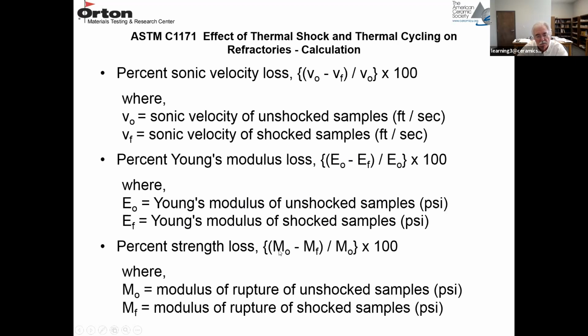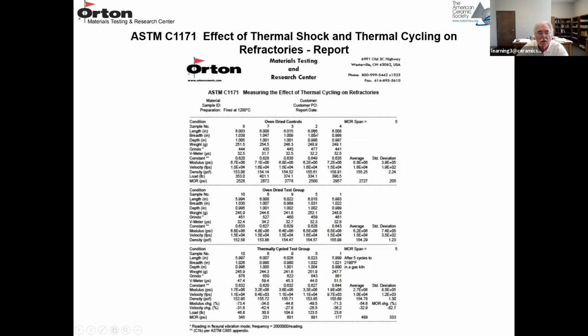And for the strength loss, M0 is the modulus of rupture of the unshocked samples minus MF, which is the modulus of rupture of the shock samples. And you divide that by the initial strength before shocking, times 100, and you get your percent strength loss. So 3 different ways of characterizing the damage. And so when you make this measurement, a report would look something like this.